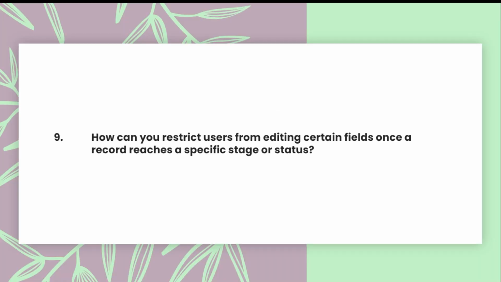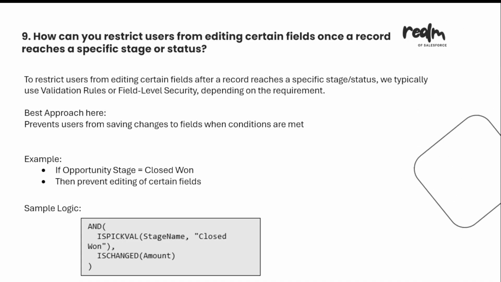How can you restrict users from editing certain fields once a record reaches a specific stage or status? These are some of the scenario based questions you may get in an interview. To restrict a user from editing certain fields after a record reaches a specific stage or status, we can use validation rule or field level security depending on the requirement. The best approach here is to create a validation rule, and we can prevent a user from saving the changes when the conditions are met.